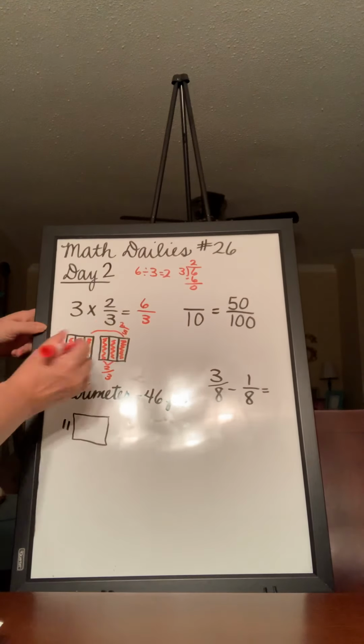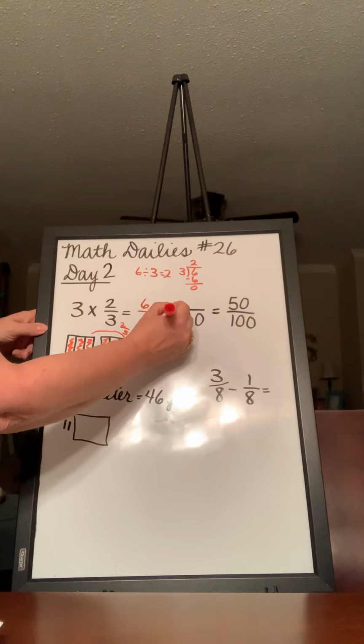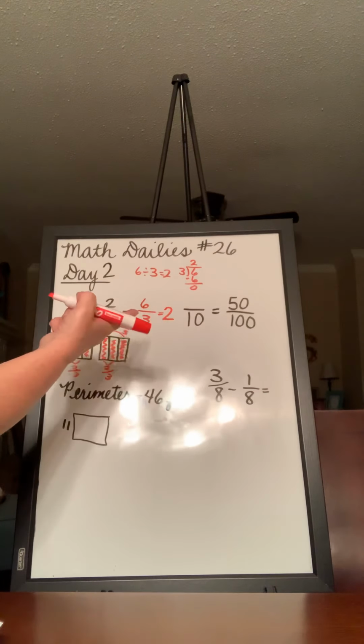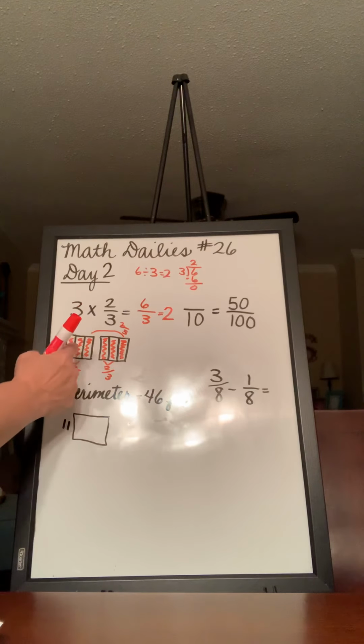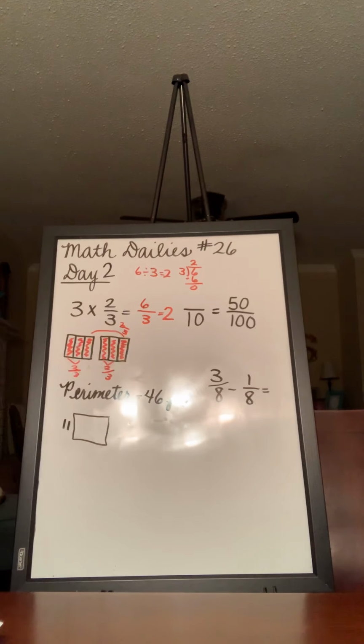Our answer is 2. So 2 whole squares, or 2 whole things. And if we look at our picture, then we see we have 2 whole squares colored in. So we see that we got it correct.